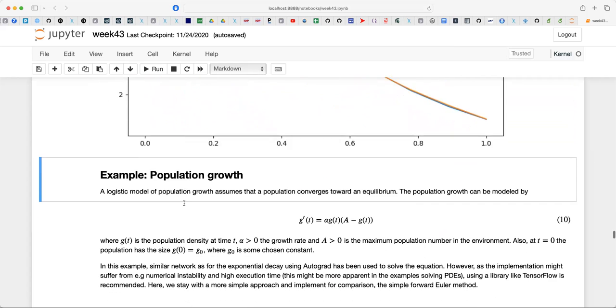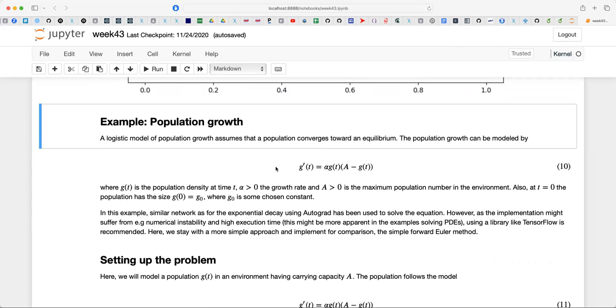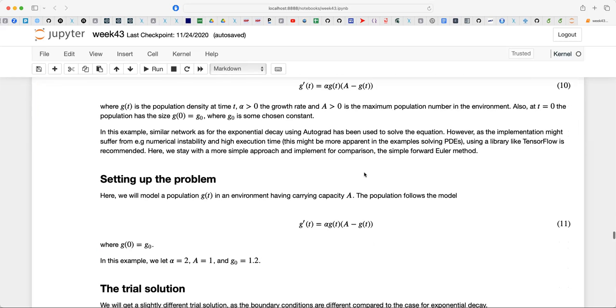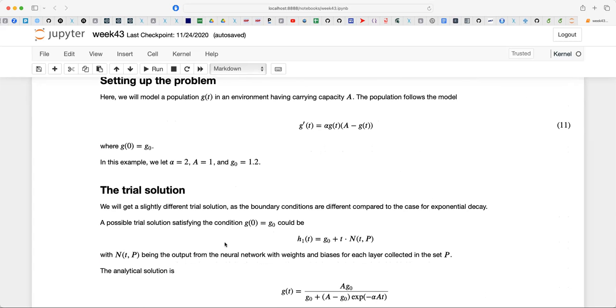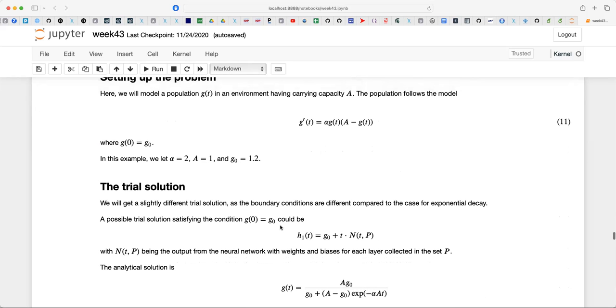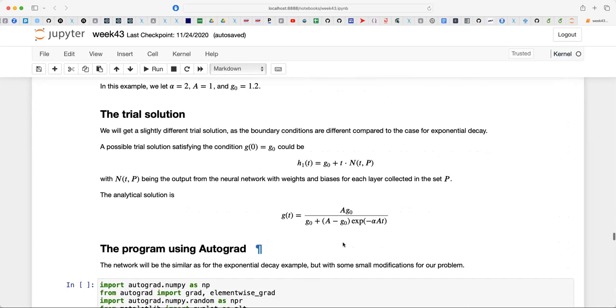We can look at other types of differential equations. One equation is this one for population growth, where you have a derivative given by the function, and then you have a constant a larger than 0 times alpha minus g of t. In this specific case, when you set up the initial conditions, you could define that g0 is given by a specific constant, which in this case is 1.2. You set a to 1, and this parameter alpha to 2 here. You could still try the same type of initial conditions, so you have this t multiplied with a network. This would also fulfill the initial condition. And the analytical solution is actually this one. This is another case where you have analytical solutions.